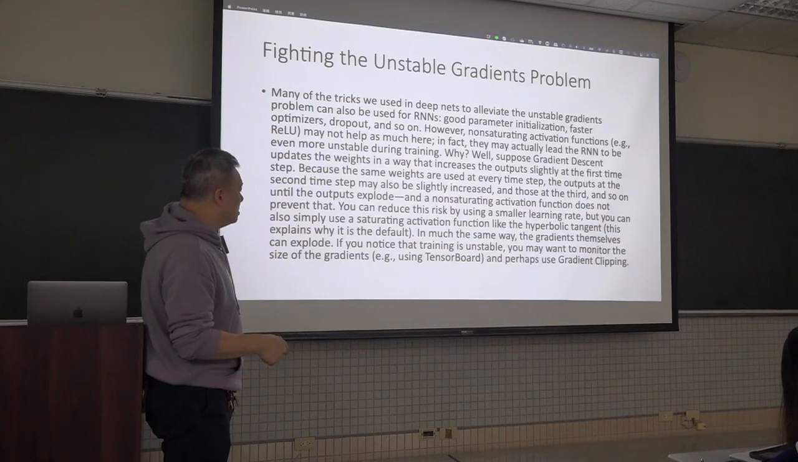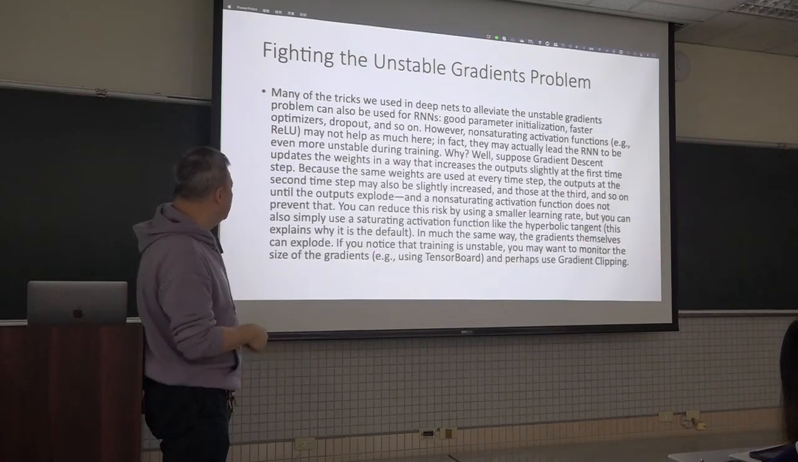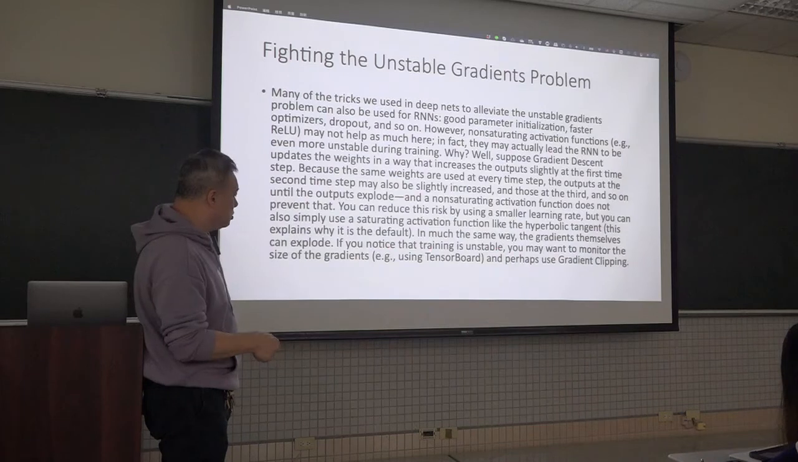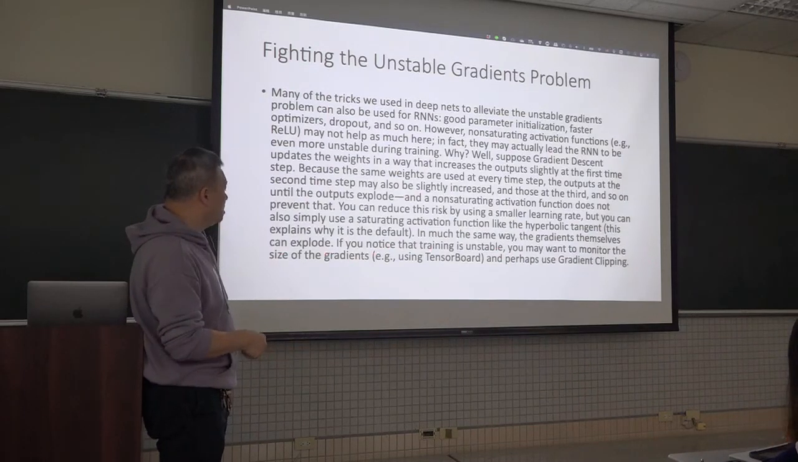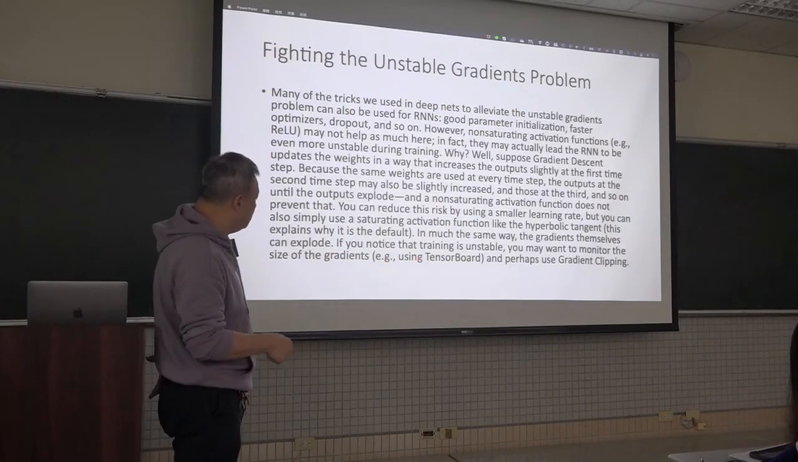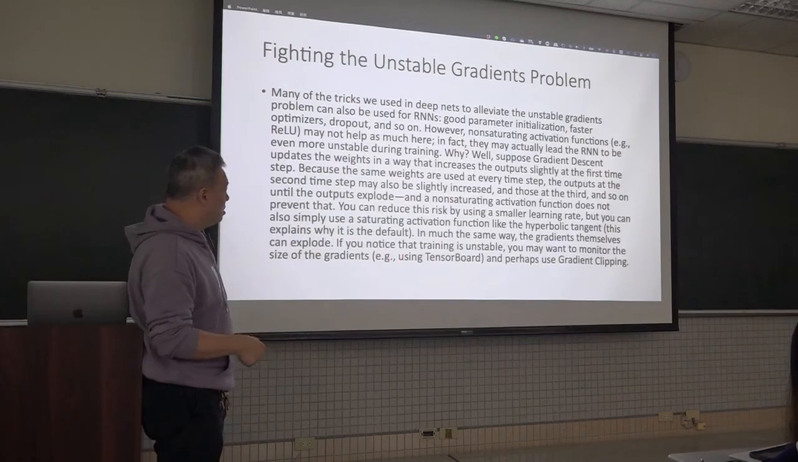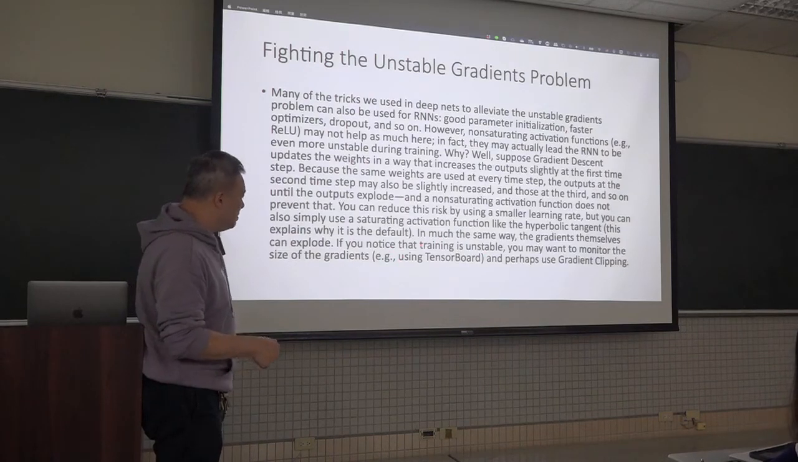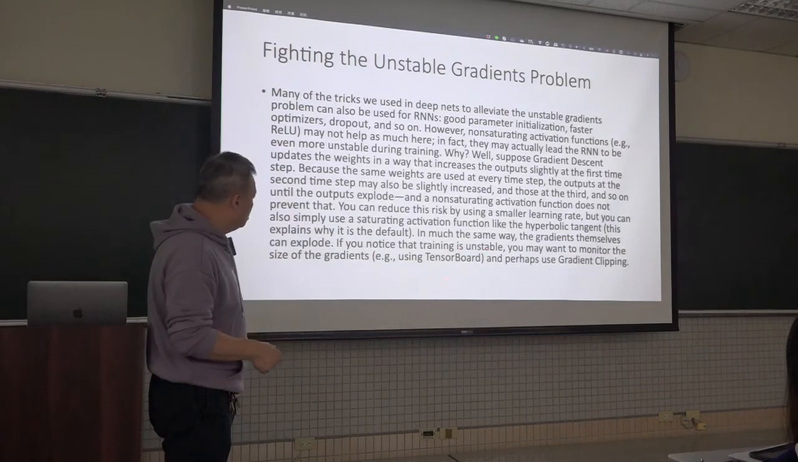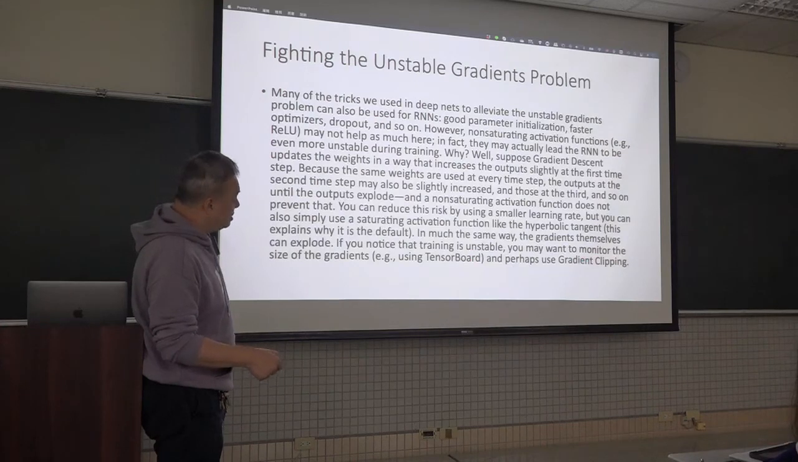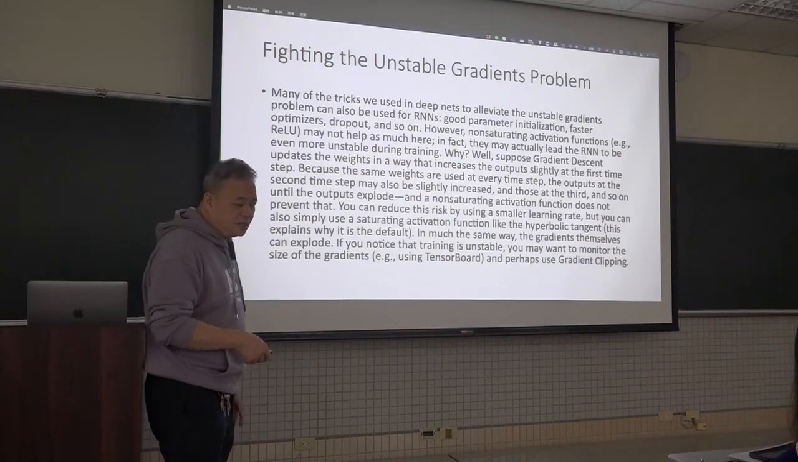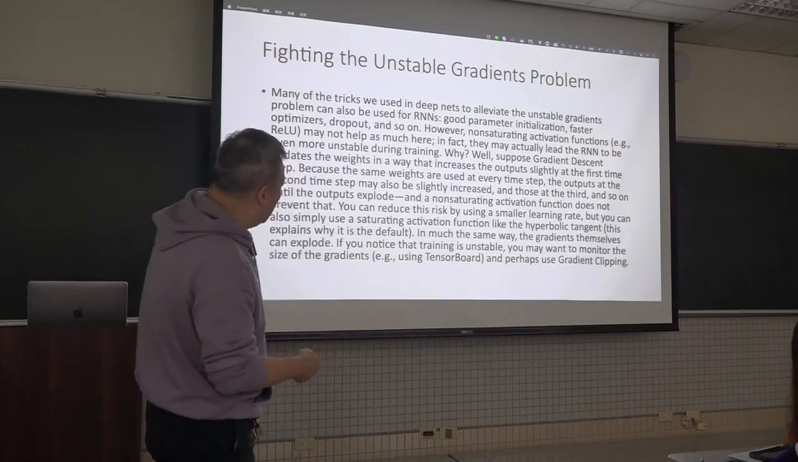In much the same way, the gradients themselves can explode. If you notice the training is unstable, you may want to monitor the size of the gradients, for example using TensorBoard. We talked about how you can use TensorBoard to monitor the training, but we didn't spend a lot of time on that. It is a very useful visualization tool. And you can use gradient clipping. We talked about gradient clipping; the same idea applies to RNN.